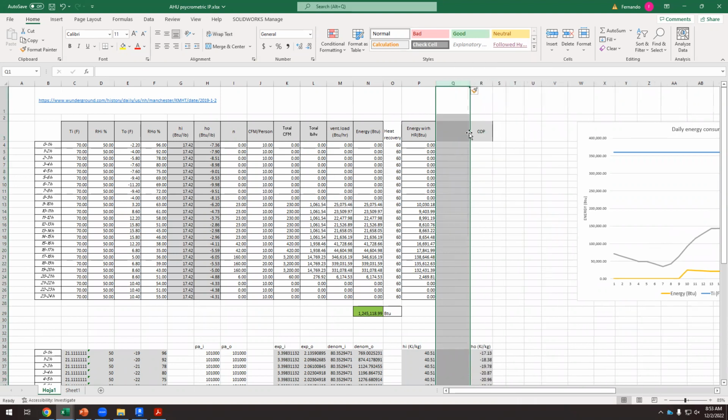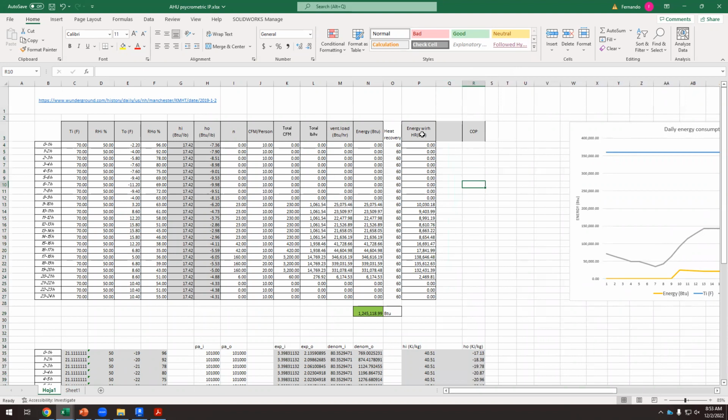But I'm going to insert another row. And here I want energy with heat recovery, but I want to change units. I want to change this to kilowatt hours. Okay. So, why? I wish there were only one unit, but we have BTUs, so you might need the BTU value. But if we are talking about electricity, we need the kilowatt hour value.